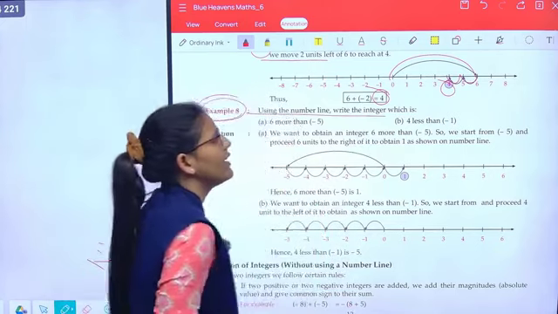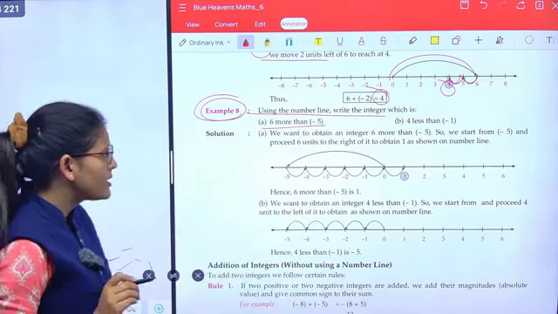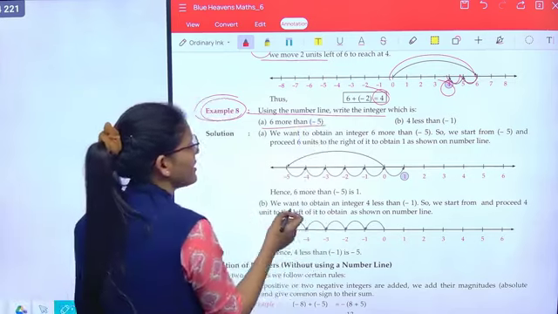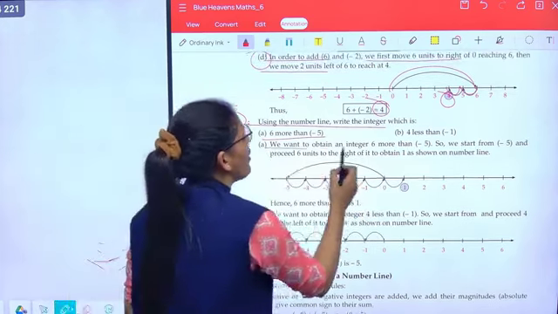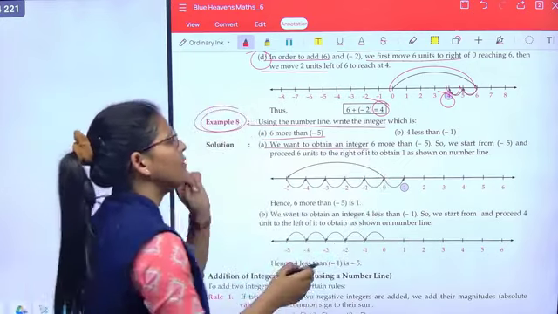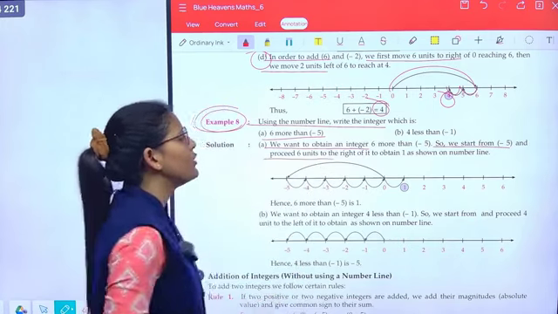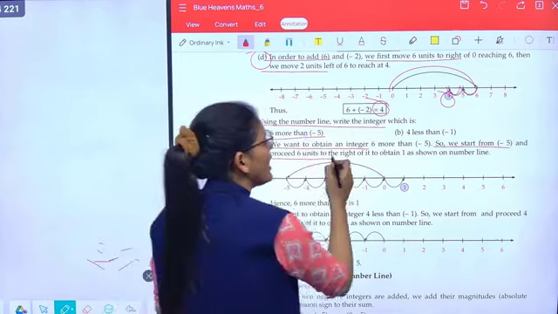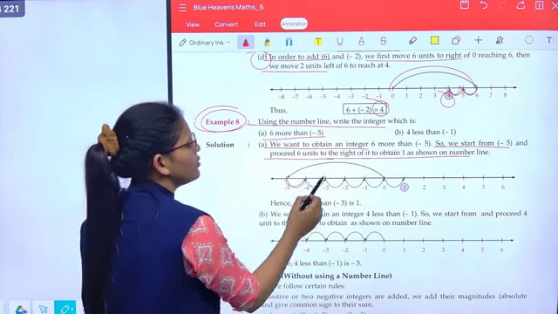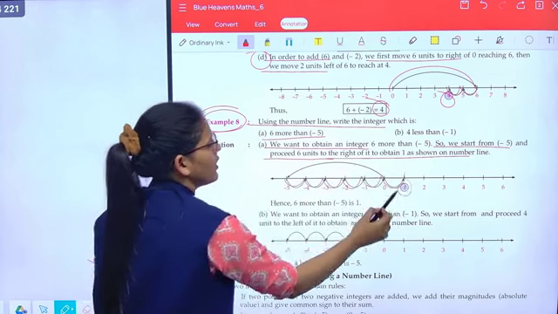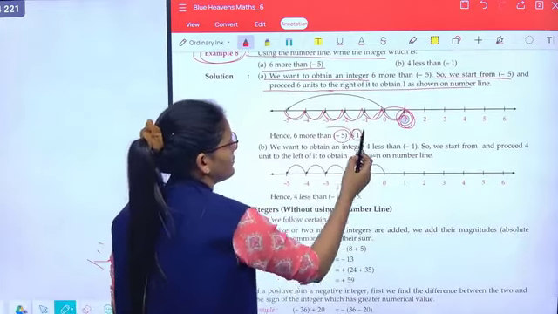Using the number line, write the integer which is 6 more than minus 5. So class, first, you can see here, we want to obtain an integer 6 more than minus 5. So we start from minus 5. Minus 5 से start करेंगे, proceed 6 units to right of it to obtain 1 as shown on number line. Class, हमने यहाँ से start किया, that is 1, 2, 3, 4, 5, 6. Class, what it is? 6 more than minus 5 is 1.